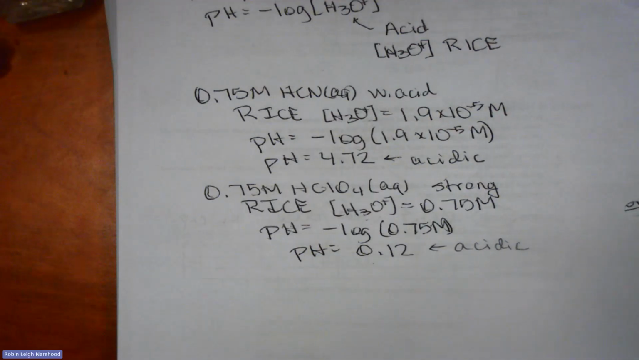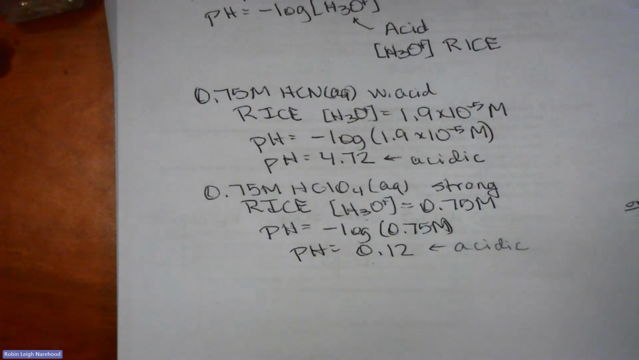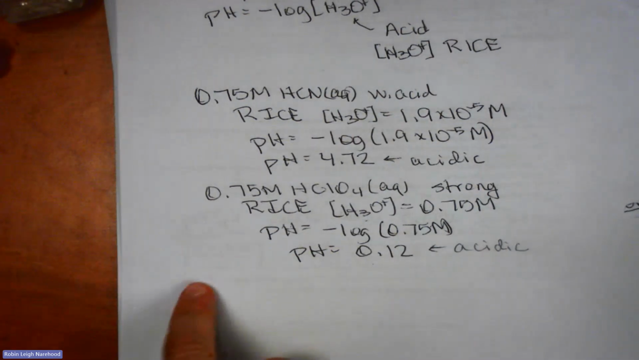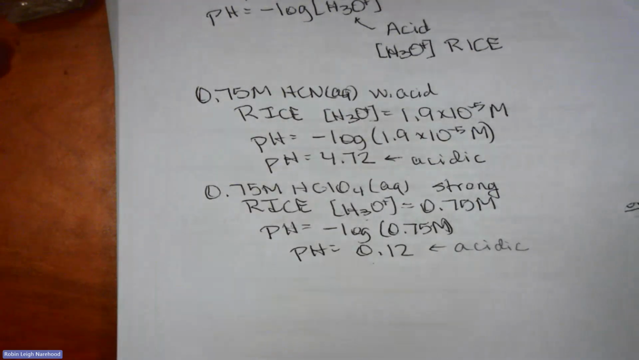So any other acids in the practice problems, you'll do the same thing. Just go and look at each example and just pull the concentration of your acid, and then underneath it, write down the rice chart hydronium concentration, and then use that to do the pH. And since they're all acids, the pH should be lower than 7. The weaker the acid, the closer to 7 it's going to be.